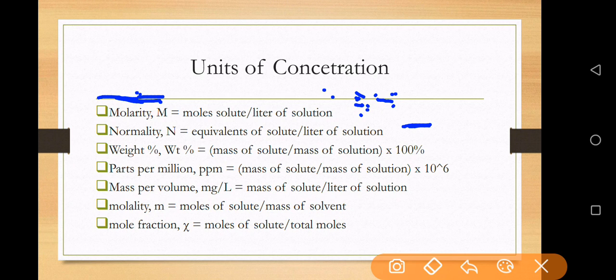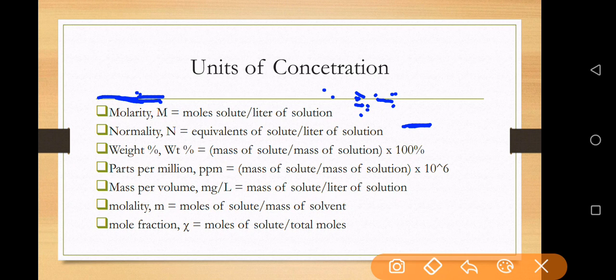Parts per million has a lot of formulas which we can use to find the concentration. One of them is dividing the mass of solute, which in most cases is in grams, by the mass of solution, multiplied by 10 to the power 6. We have to know that the mass of solution is the mass of solute plus the mass of solvent. In our coming tutorials we are to learn more, since we'll be doing numerical examples.